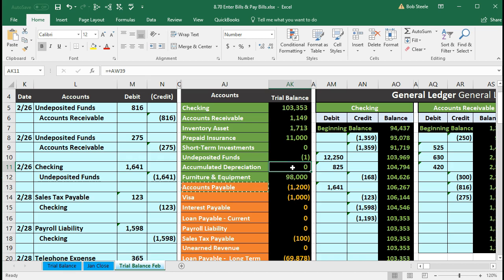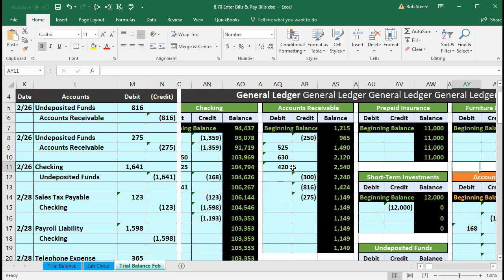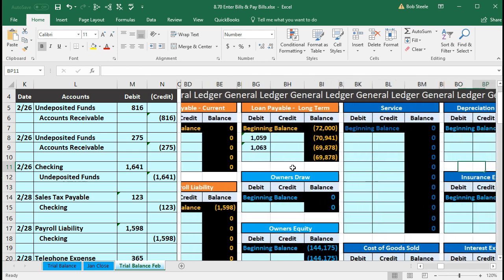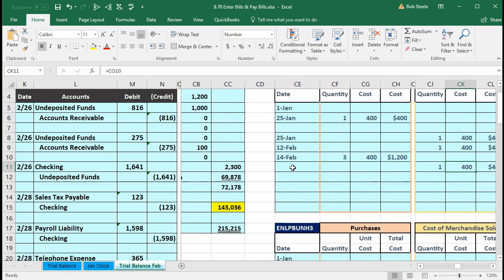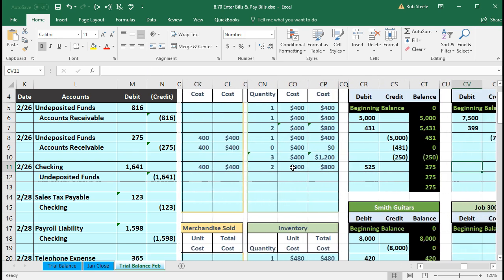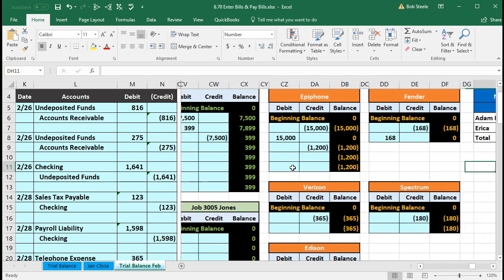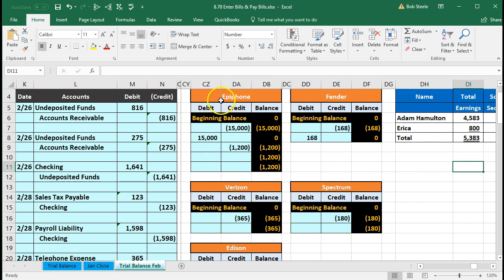To do that, we're going to go to the subsidiary ledger all the way to the right. So we're going to scroll to the right by clicking the right arrow to find those subsidiary ledgers. There's our financial statement. There's the inventory. There's the subsidiary ledger for accounts receivable. Here it is for accounts payable. So we're in cells CZ through DF.